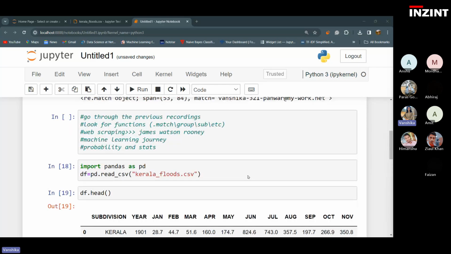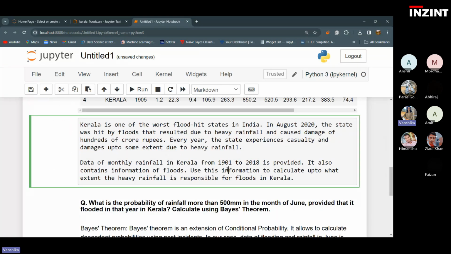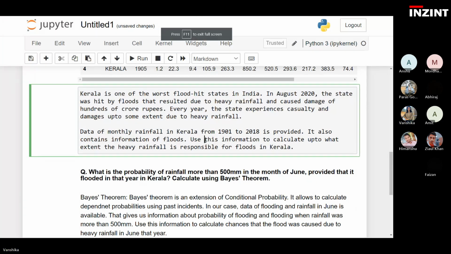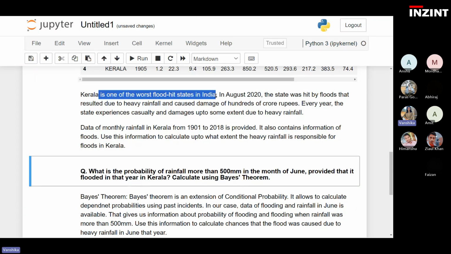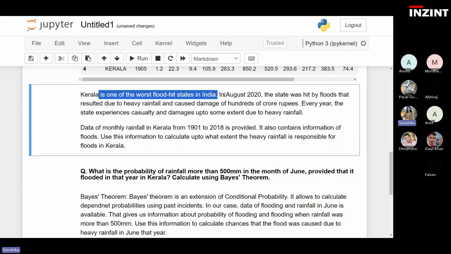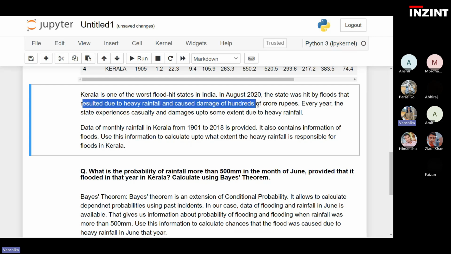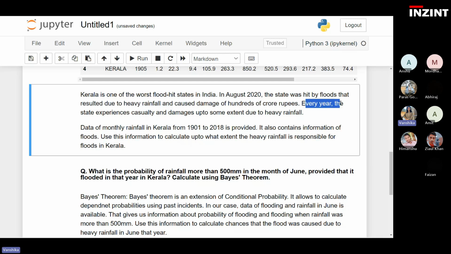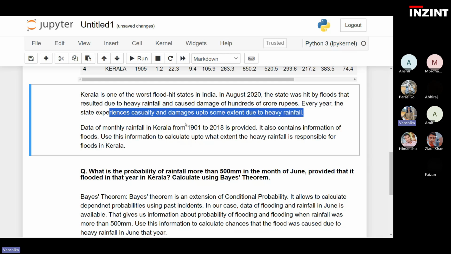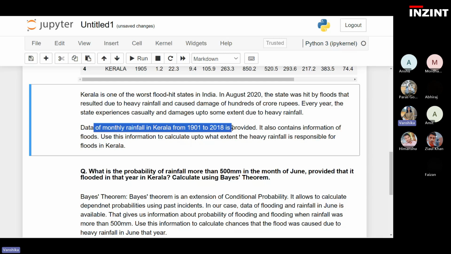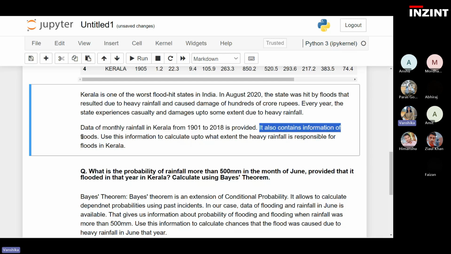Okay, so please have a look at the statement first. I have a scenario here. Kerala is one of the worst flooded states in India. In August 2020, the state was hit by floods that resulted from heavy rainfall and caused damage of crores of property. Every year, the state experiences casualties and similar damages due to heavy rainfall. The data that we have here is about the rainfall in Kerala from 1901 to 2018. This also contains information about floods, whether floods occurred that year or not.